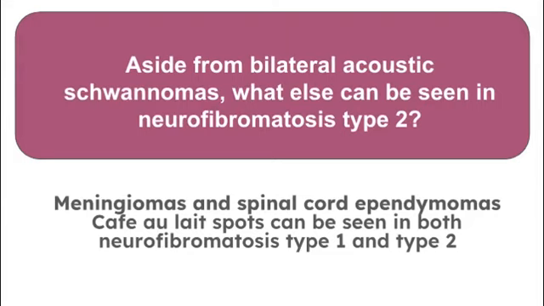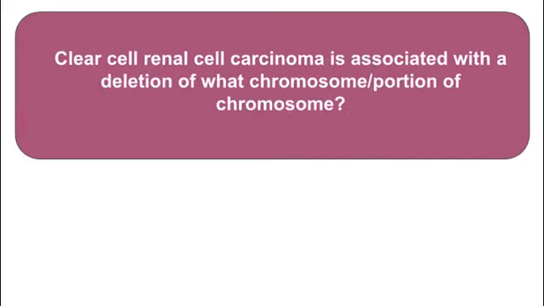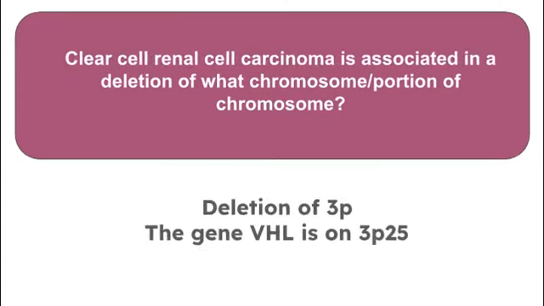Note: café au lait spots can be seen in both neurofibromatosis type 1 and type 2. Clear cell renal cell carcinoma is associated with a deletion of what chromosome, portion of chromosome? Deletion of 3p. The gene VHL is on 3p25.